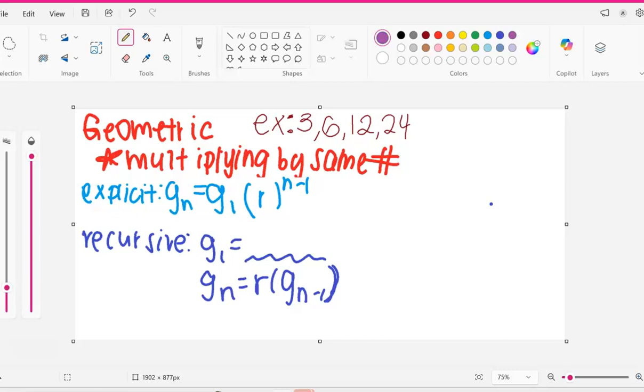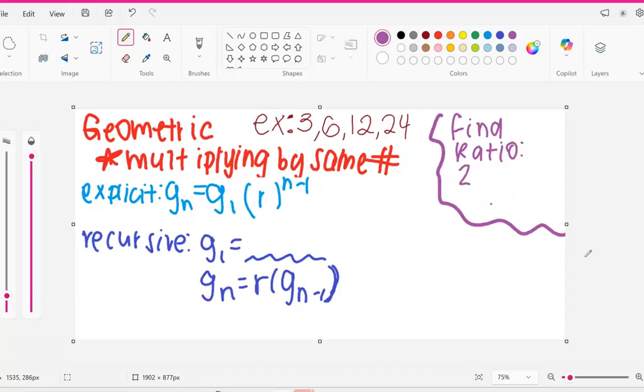So my hint for finding the ratio, which is what you're multiplying by: you can always take the second term divided by the first term. That will always, always, always find you your ratio.